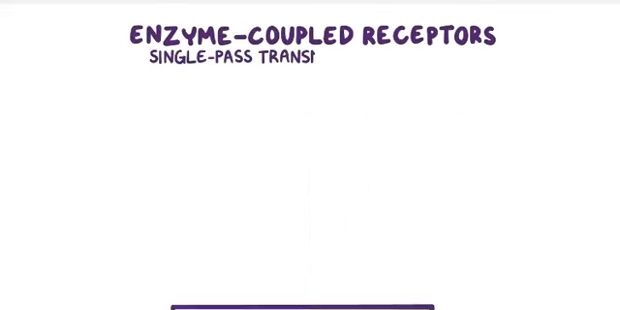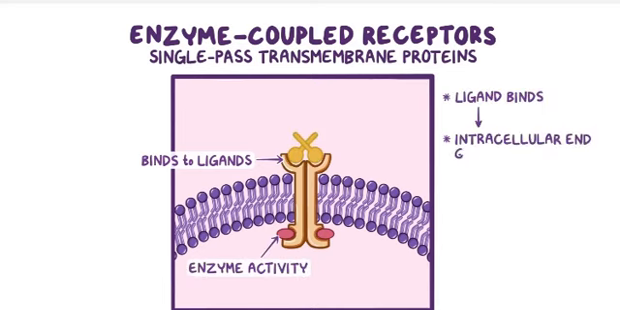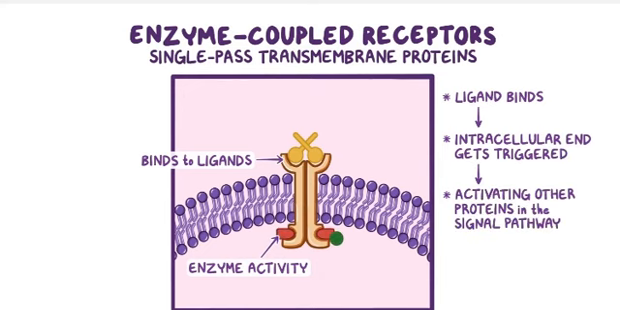Finally, enzyme-coupled receptors are usually single-pass transmembrane proteins. The extracellular end of these receptors binds to ligands, and their intracellular end has enzyme activity. When a ligand binds, the intracellular end gets triggered, activating other proteins in the signal pathway.